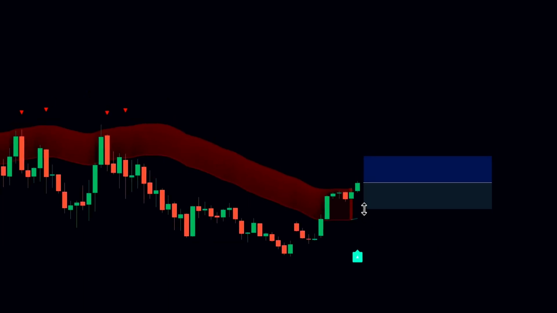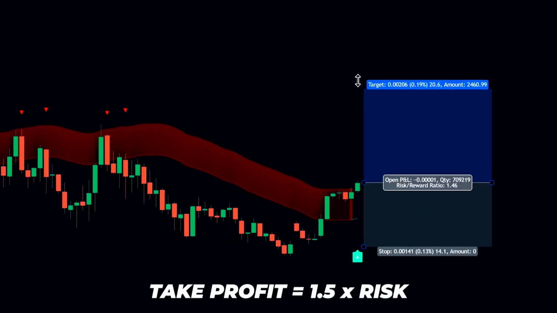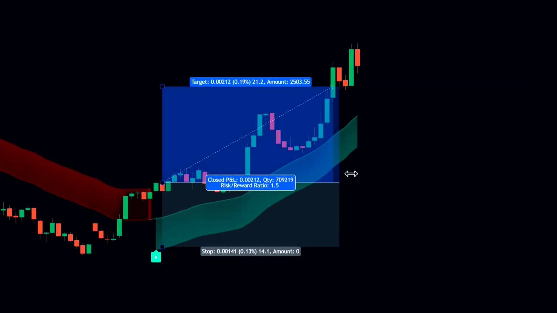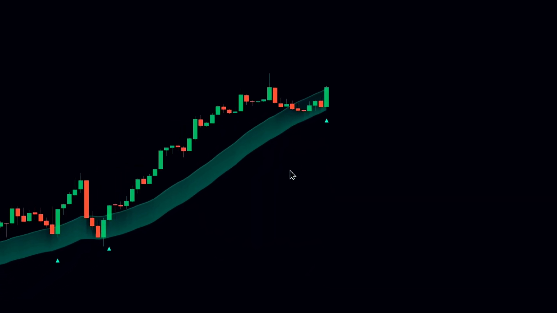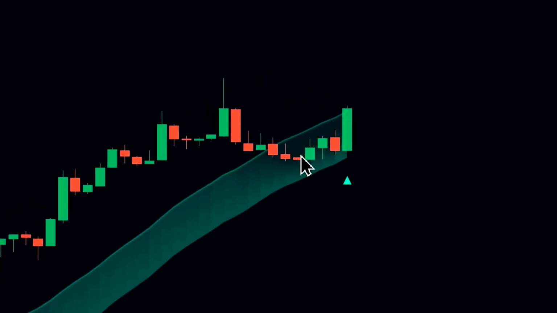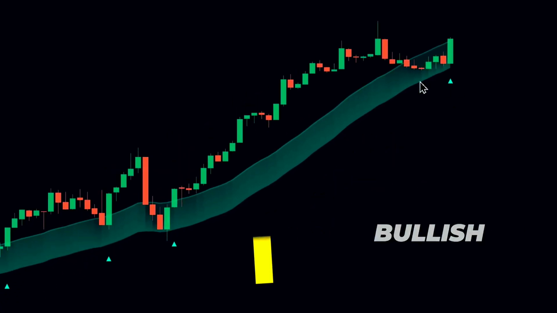Place the stop loss just below the trend ribbon and set the take profit at 1.5 times the risk. Let the trade run, and as shown, it was profitable. The second method involves trading pullbacks using the mini arrows. Confirm the trend is bullish by checking that the trend ribbon is green and the price is trending upwards. Wait for a bullish mini arrow, which prints when the price retraces into the trend ribbon and closes above it.